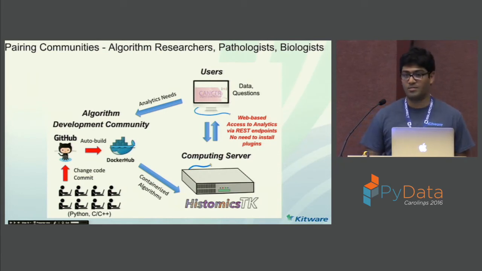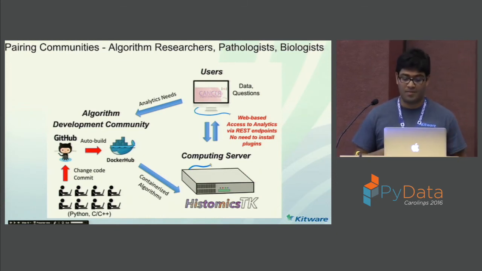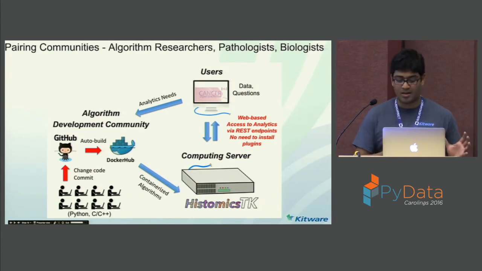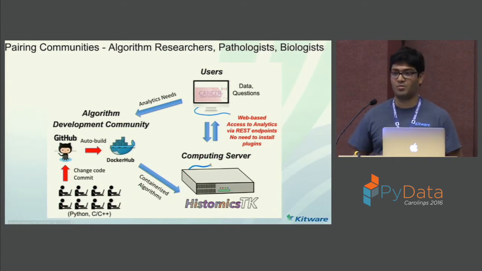The algorithm researchers get the analytics needs from that community, develop their algorithms. They can use Docker. They can use our mechanism to push it to an image on Docker Hub, and then we can host it on the website from where the pathologists and biologists can access all the analytic solutions, compare between them, and choose between them.